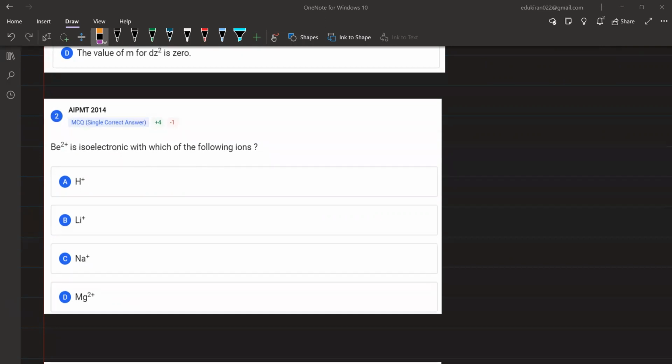बेरिलियम 2 प्लस में कितने इलेक्ट्रॉन हो जाएंगे? Beryllium 2 plus will have how many electrons?